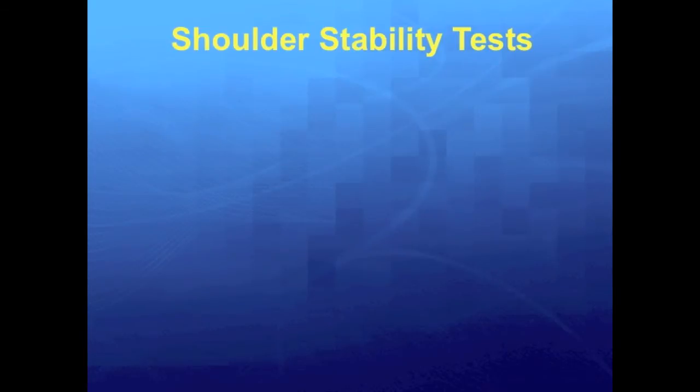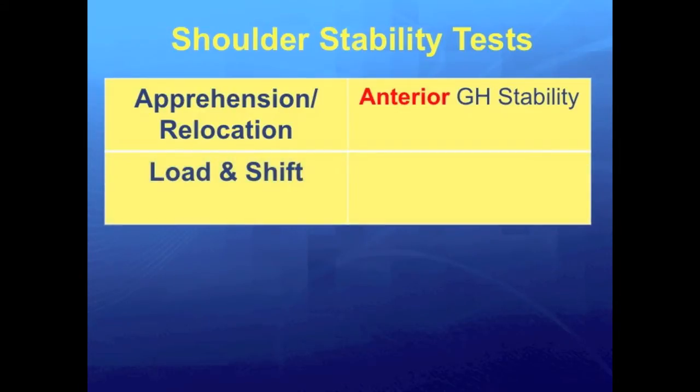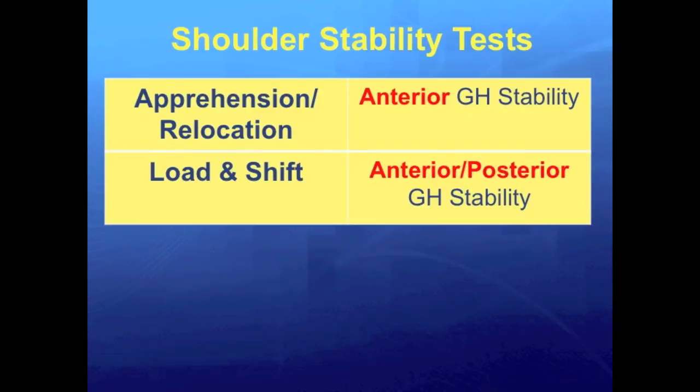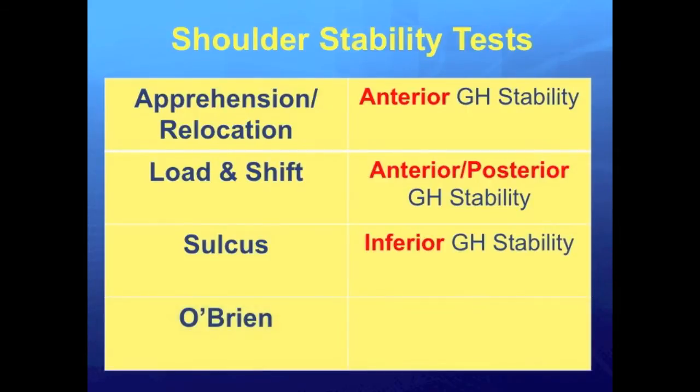Each test evaluates stability in a slightly different direction. The Apprehension and Relocation tests check for anterior glenohumeral stability, while the Load and Shift test evaluates both anterior and posterior glenohumeral stability. The Sulcus sign can demonstrate inferior shoulder instability. And finally, O'Brien's test may indicate a superior labral tear.